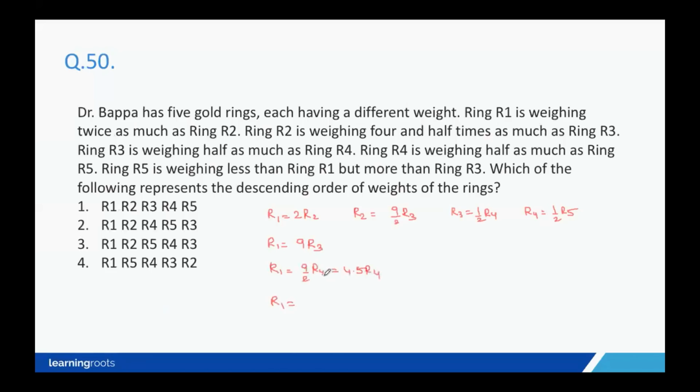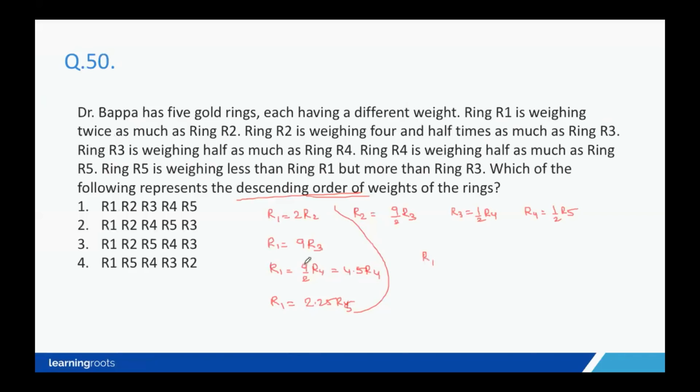And if I put R4 as, again, 2 here, so it will be 4.5 again by 2. So 2.25 R4, R5 rather. Right? So these are my values. Everything is in terms of R1. So which of the following represents the descending order? Which should be the highest value? Clearly R1 is more than the others. R1 is 2 times R2, 9 times R3, 4.5 times, 2.25 times. So clearly R1 is the ring with the highest weight.